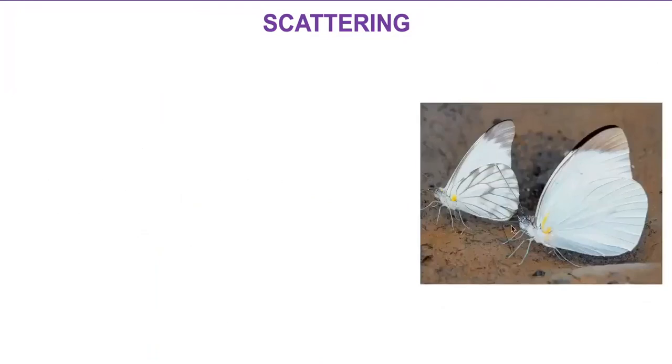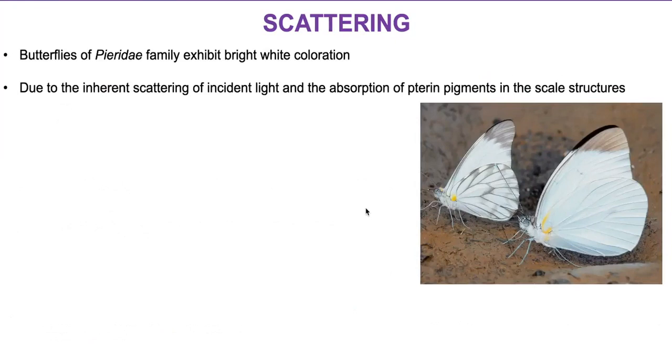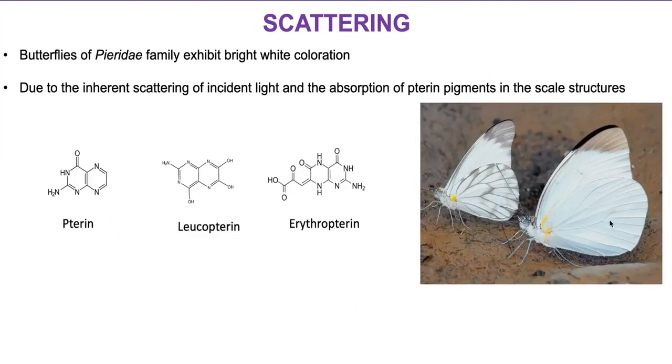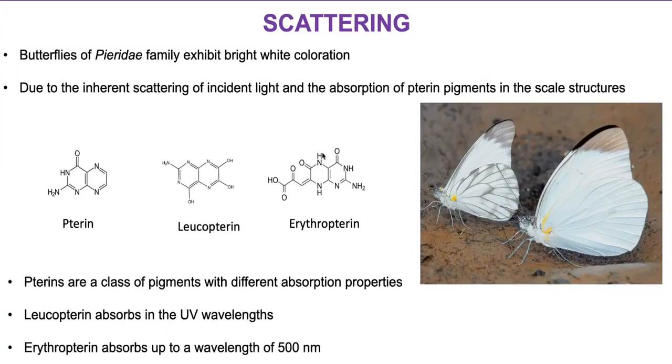So one of the examples, a special case here, is butterflies. You can see that they have a nice bright white coloration. This is because of the pigment that they have. These pigments are called pterins, which are different chemical components which result in a certain number of pigments that selectively absorb certain light. For example, leucopterin can absorb in UV wavelengths. And this one, because of the higher conjugation and more functional groups, can absorb at 500 nanometers.